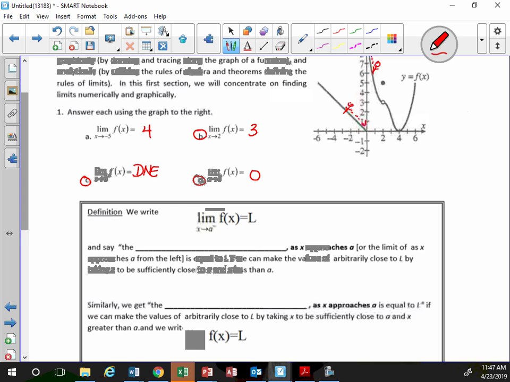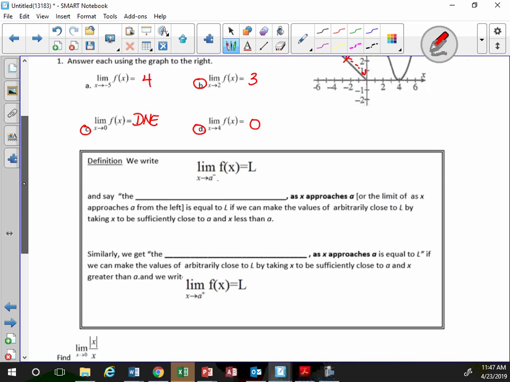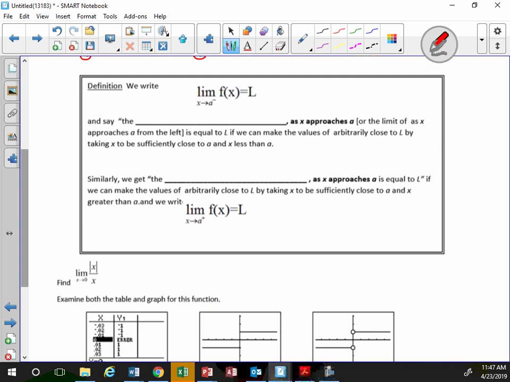So what we were doing with that, especially with letter C, we were doing the limit from the left and the limit from the right. Like we're looking at those two different guys. That's something that we actually look at very specifically.